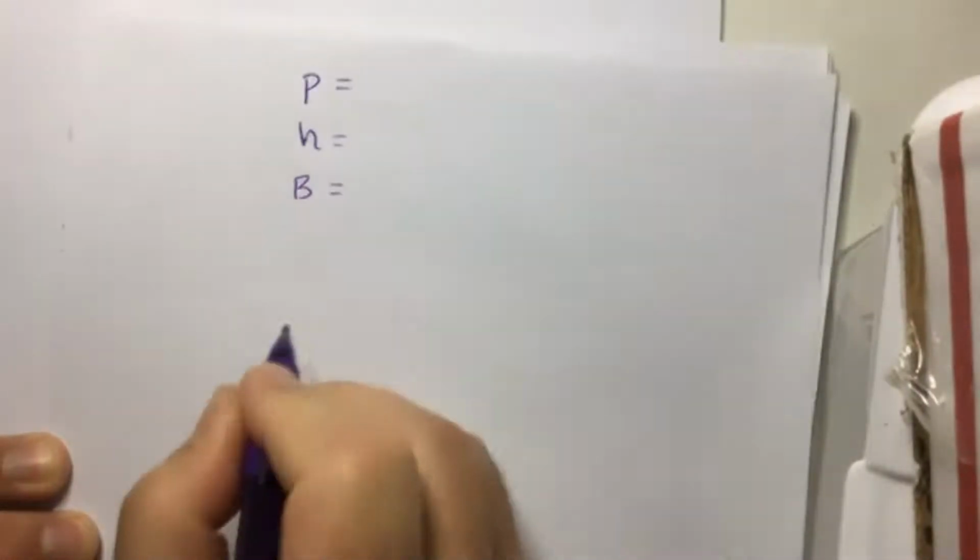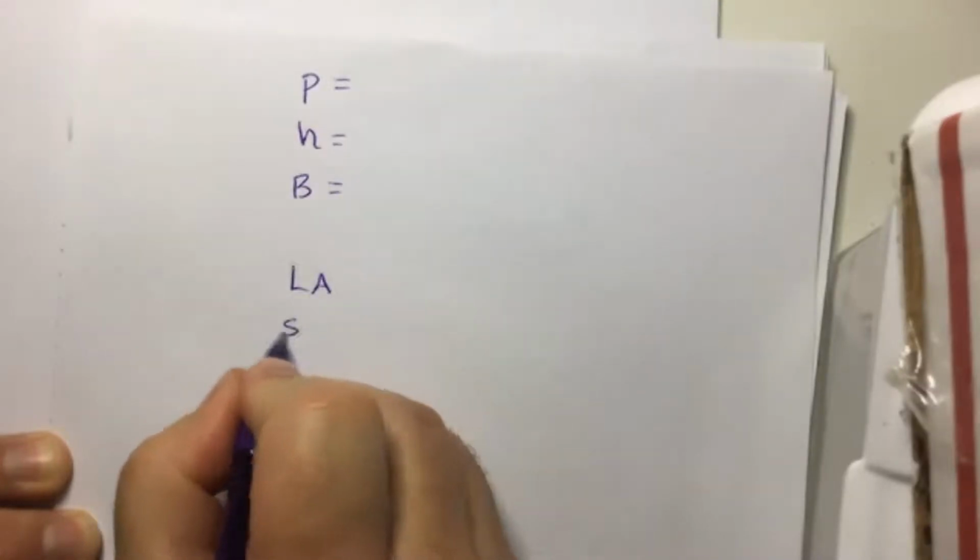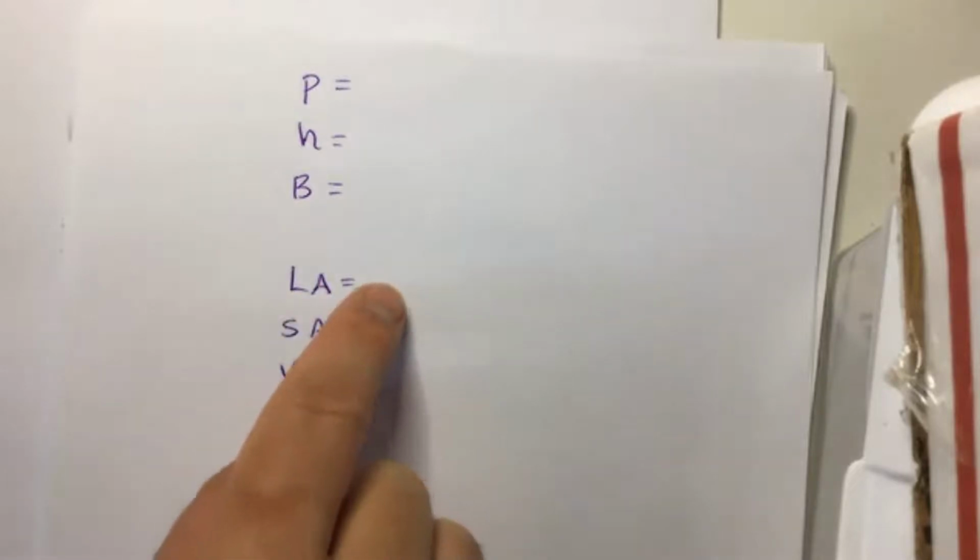Okay, so what we've got is P equals, H equals, B equals, and that will let us do LA, SA, and volume. Now, each of you is going to have not only different numbers that go in here, but also you're going to be asked different questions. So for instance, mine is asking for the surface area. Sophia, what's yours asking for? The surface area. Okay, good. Brianna, what's yours asking for? Surface area. Wow. Mikayla, what's yours asking for?